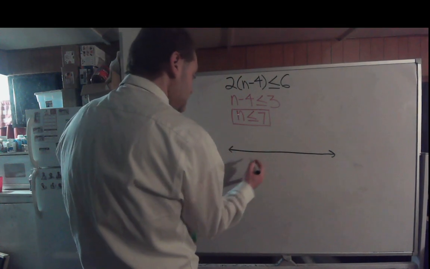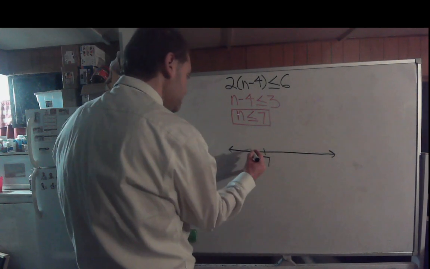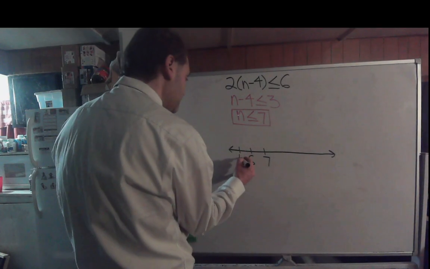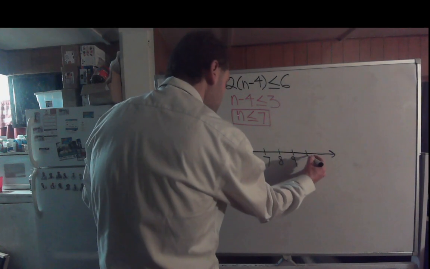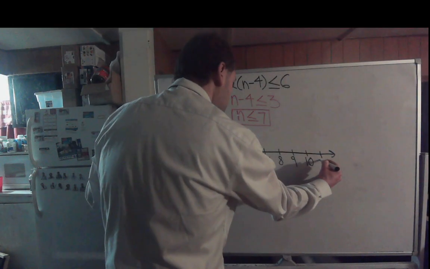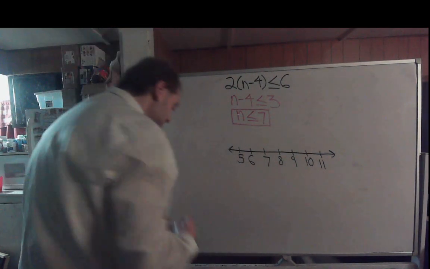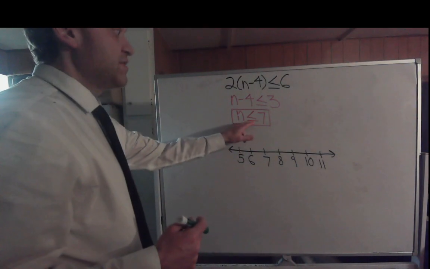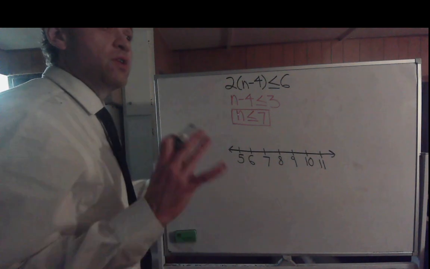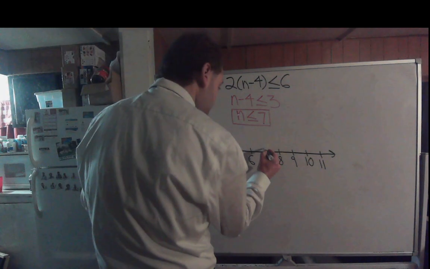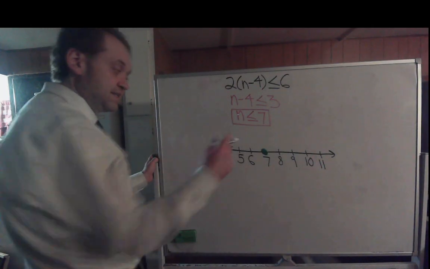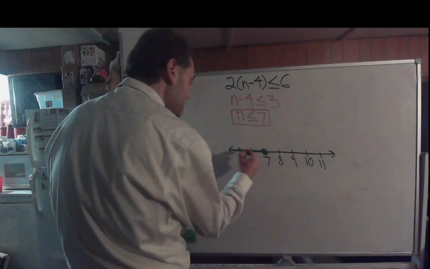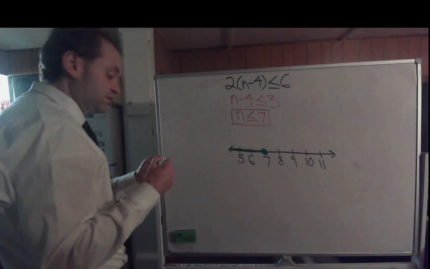Now let's graph this on a number line. So let's put 7 here, put 6 here, 5 here. Alright, so n is going to be less than or equal to 7. So since 7 is included in the solution, since it's less than or equal to, you'll draw a solid dot at 7 to denote that 7 is included in the solution, and since it has a less than component, you'll shade everything to the left of 7. That'll graph your solution on the number line.